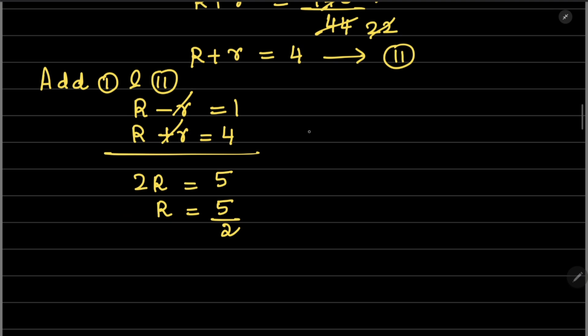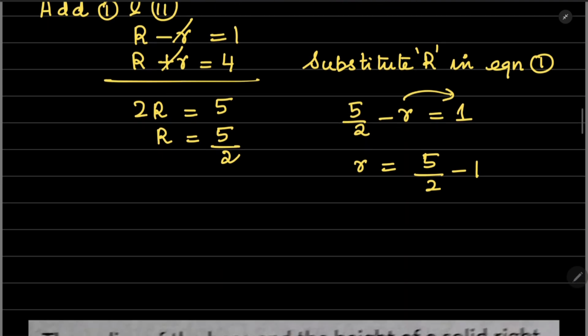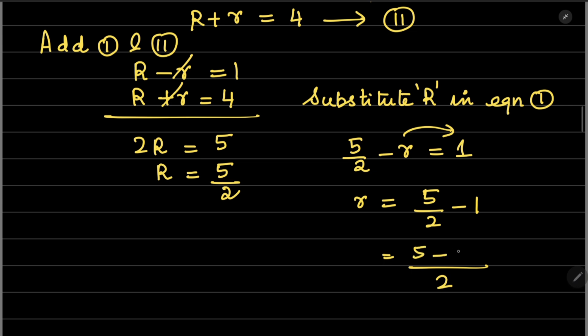Then you can just substitute capital R in your equation 1. So here you will have 5 by 2 minus r equal to 1, or r is nothing but, 5 by 2 goes to the other side, it will be 5 by 2 minus 1. Take the LCM, so it's 2. Okay, so 5 minus 2, which is nothing but 3 by 2. For your small letter r and capital R, please put the units as centimeters.